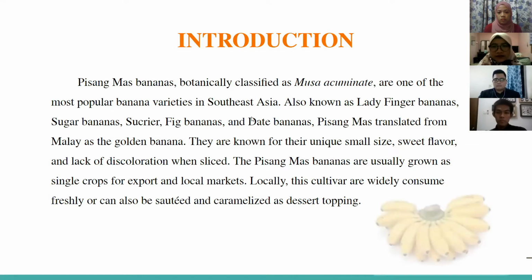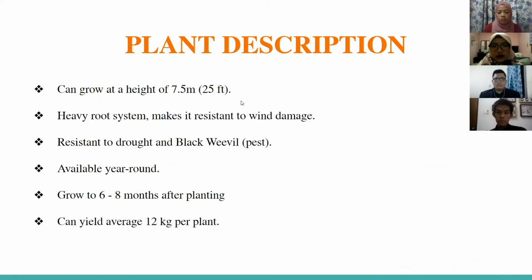Next, I will explain about the plant description of Pisang Mas. This plant can grow at a height of 7.5 meters or 25 feet. It has a heavy root system which makes it resistant to wind damage. This plant is also resistant to drought and black widow pest. Apart from that, these plants are available year-round, which means that we can plant it whenever we want.